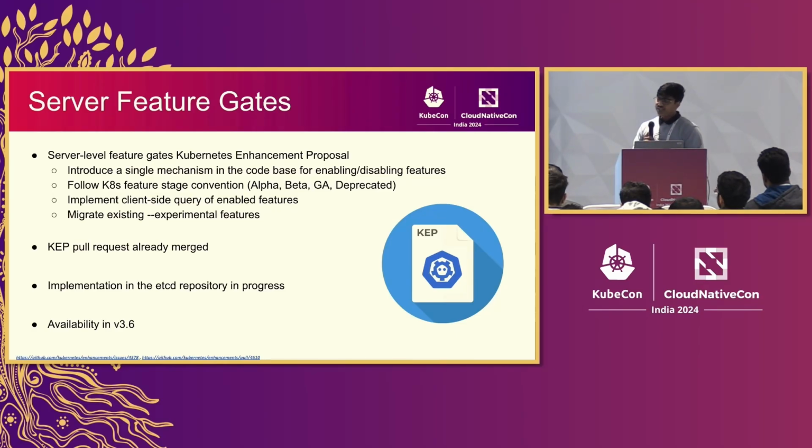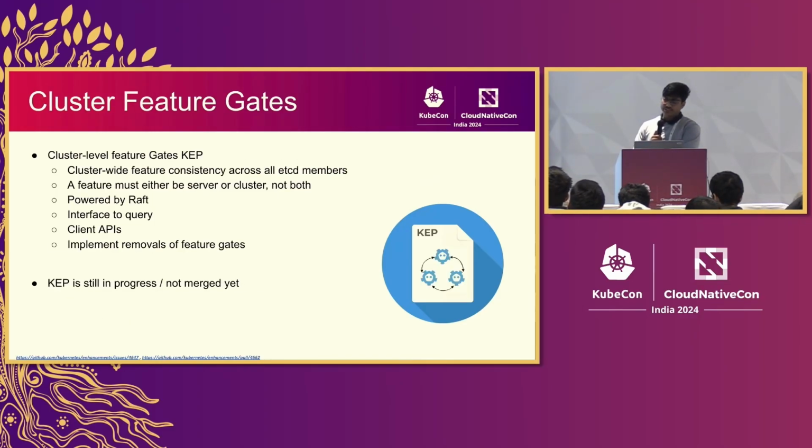flags. Along with that, we want to improve the client-side query for these features. And we will be able to enable and disable this on the fly. And we would also want to migrate all the experimental features that we have to this feature-gated process. And we will be able to see all this in the 3.6 release.